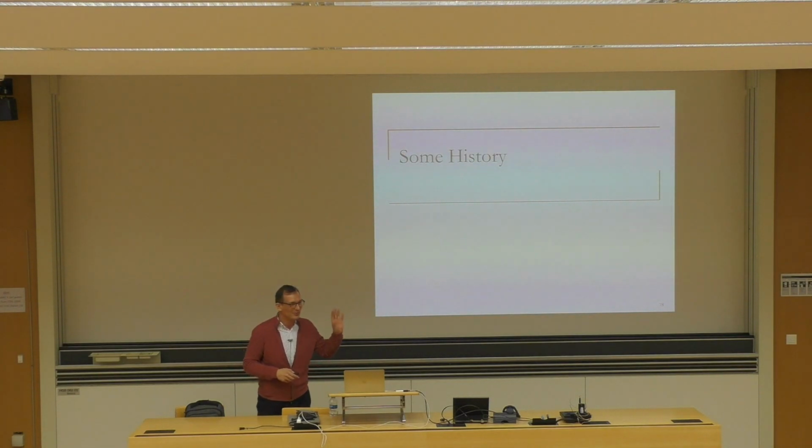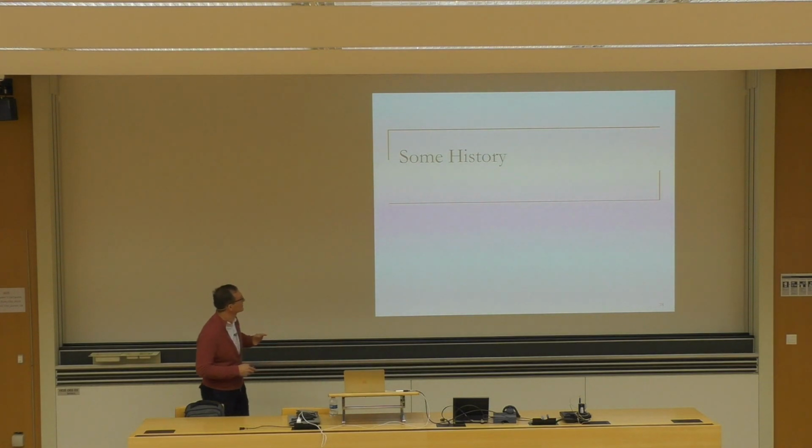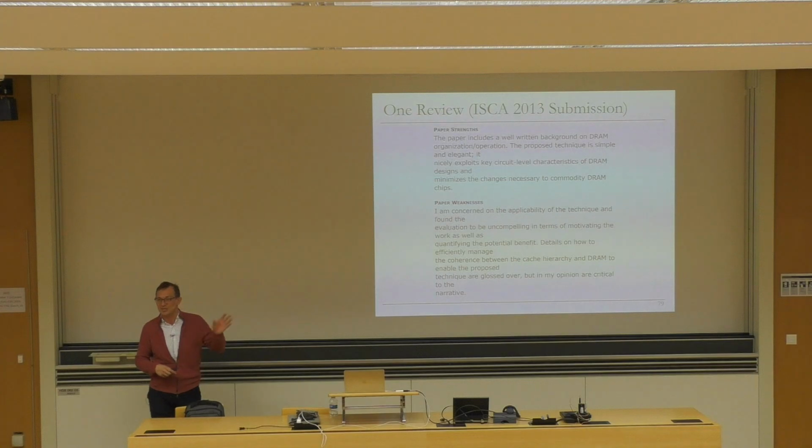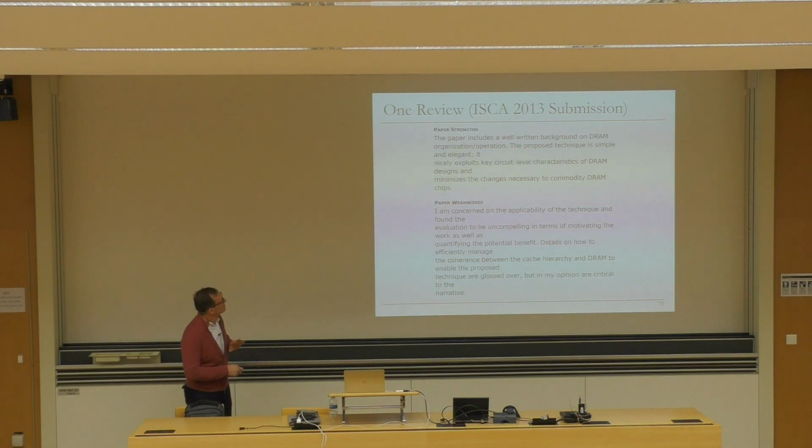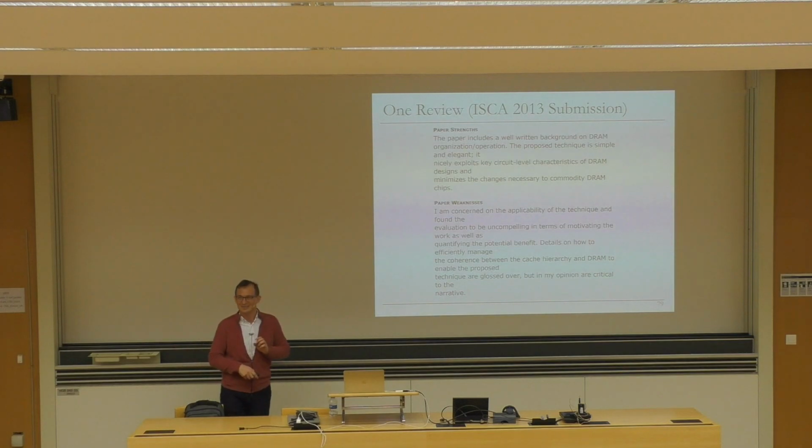I'll give you one example review, since you may actually be exposed to some of these reviews. This is a review that says it should be rejected, weak rejected. Although the review is very positive, I think. The proposed technique is simple and elegant. It nicely exploits key circuit level characteristics of DRAM designs and minimizes the change necessary to commodity DRAM chips. The paper weaknesses: I'm concerned on the applicability of the technique and found the evaluation to be uncompelling in terms of motivating the work as well as quantifying the potential benefit. Details on how to efficiently manage the coherence between the cache hierarchy and DRAM to enable the proposed techniques are glossed over, but in my opinion are critical to the narrative. So maybe you can evaluate the review also. What do you think?